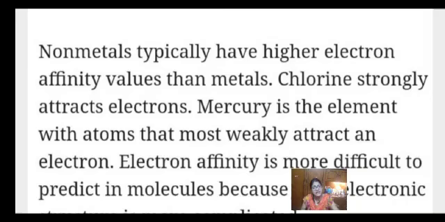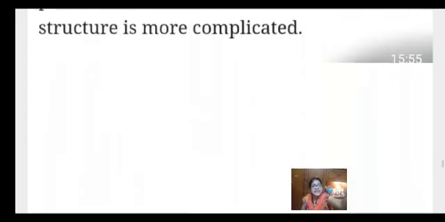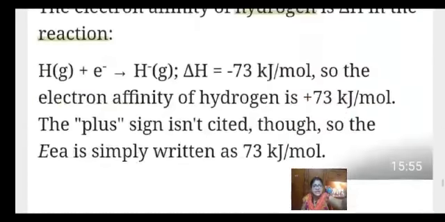Now let us understand what the factors are that influence the ionization energy.